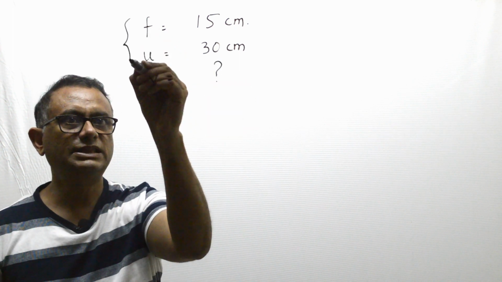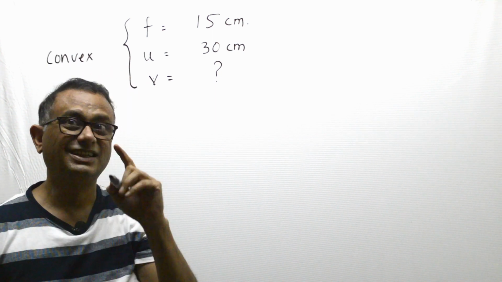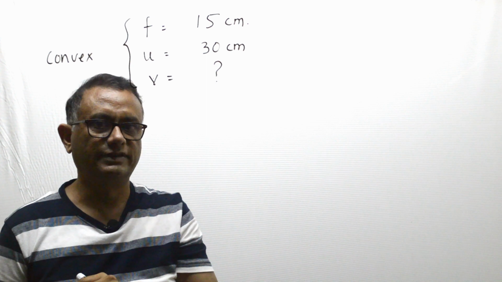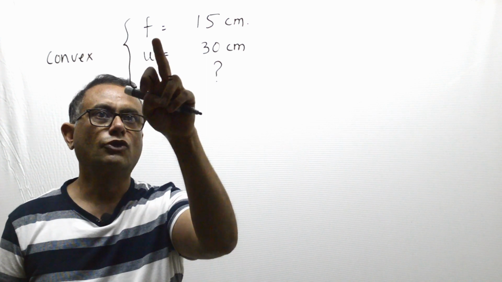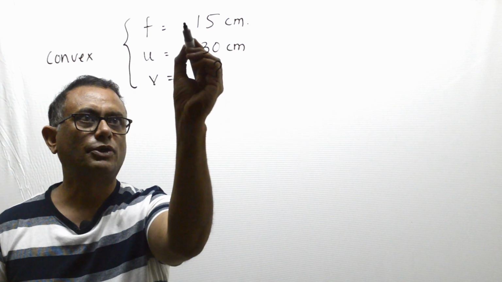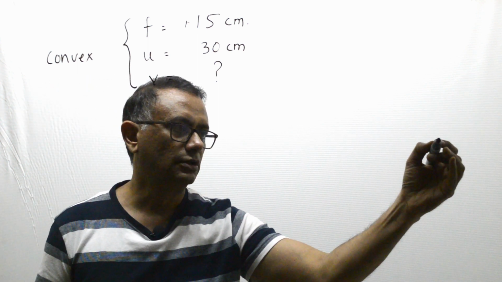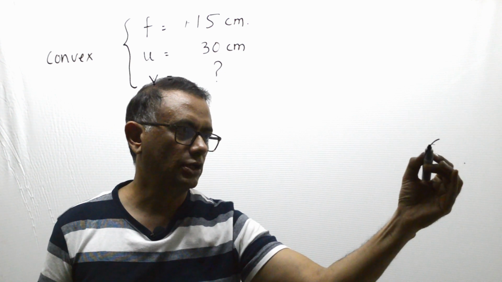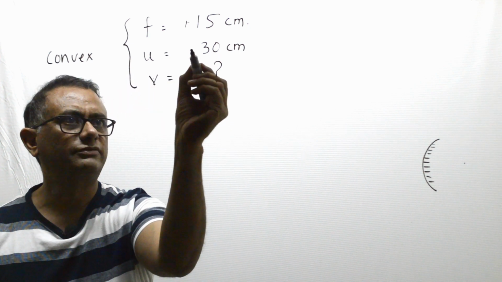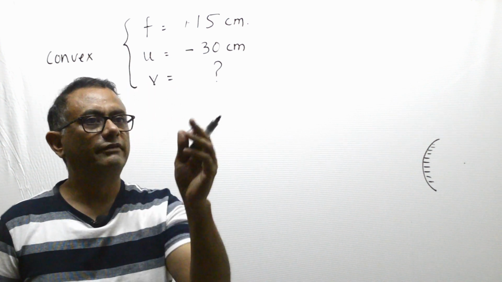So you must remember that these details are given for our convex mirror. Okay, so what is the first step we do? After we extract the data, we are supposed to follow the sign convention and put it. Focal length of a convex mirror, what was it? Focal length of a convex mirror is always going to be positive. So this is going to be plus 15, because we said that if you have a convex mirror, this focal length is always on the right hand side. So it's going to be positive for this. U is always going to be negative, whether it is convex or concave. Okay. So we put that, and we have to find out V.